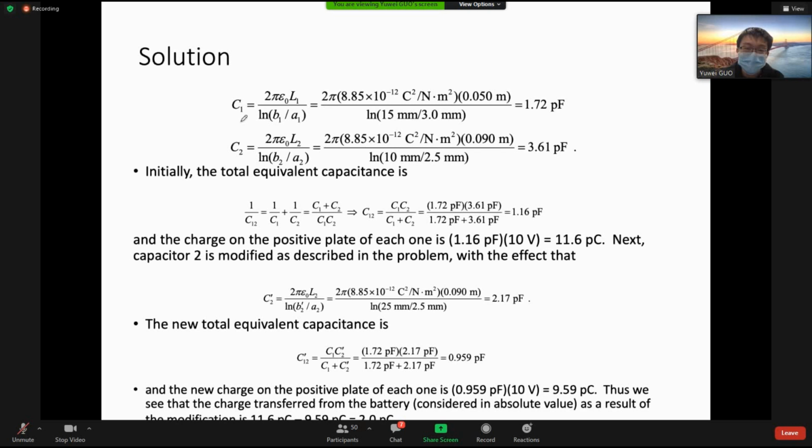First, we know the C1 and C2, and because they are in series, we can calculate the total capacitance. And for the charge, because it's in a series, actually the charge of each capacitor is the same.